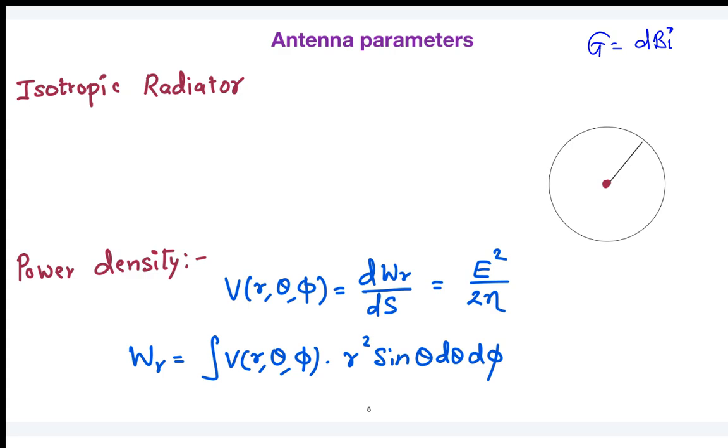So the isotropic radiator is a hypothetical point source which emits radiation in all directions uniformly. So you can say that for an isotropic radiator, the gain will be equal to 1. Since it is radiating in all directions, you can consider the gain to be equal to 1.